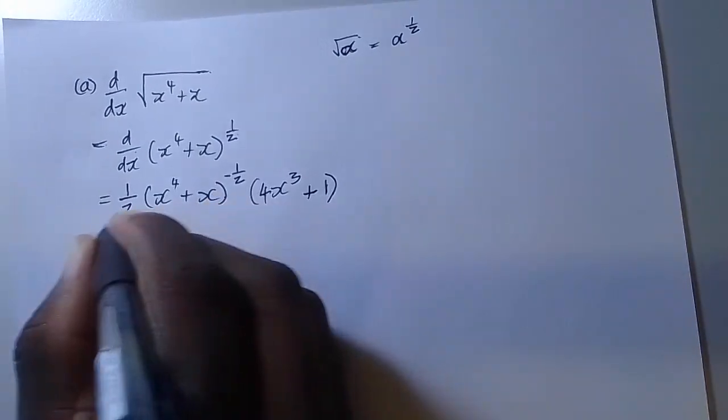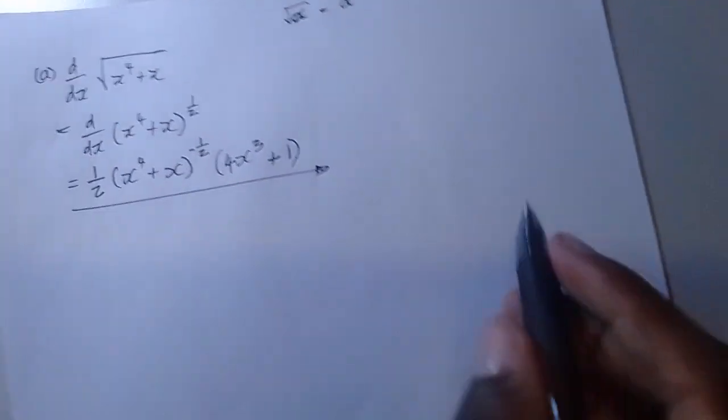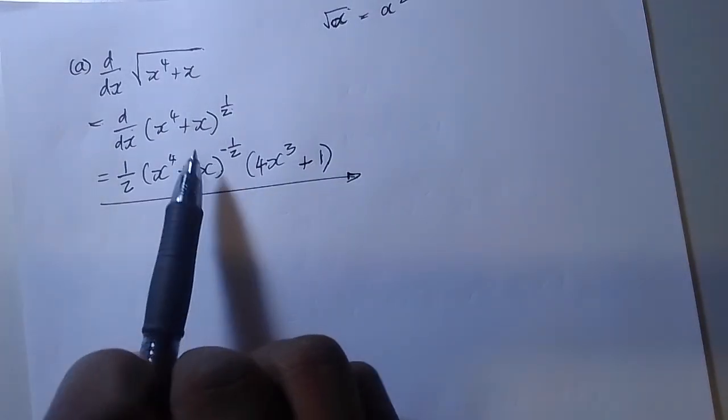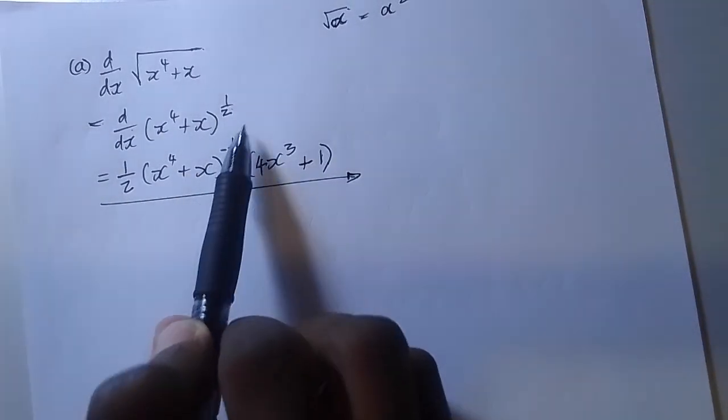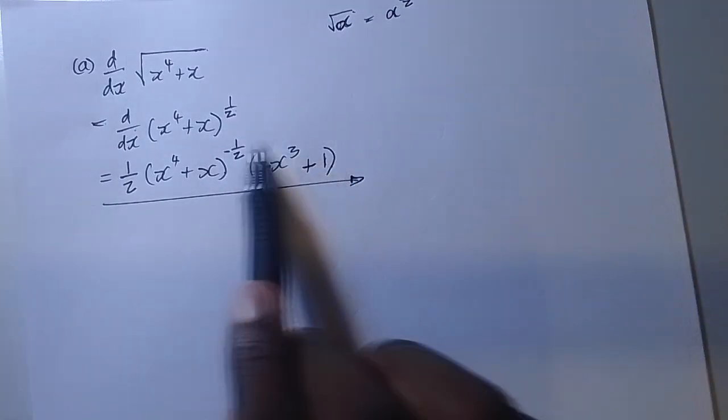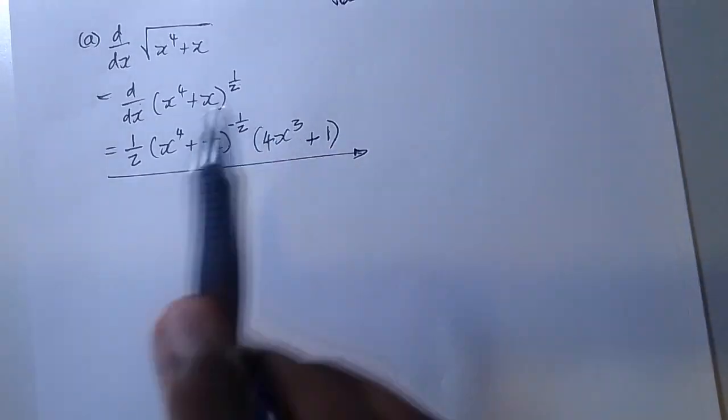Okay, that's your answer. You can go on to further simplify this by saying this has a negative, so it's 1 over that, but I'm just teaching you the chain rule here, not simplification.